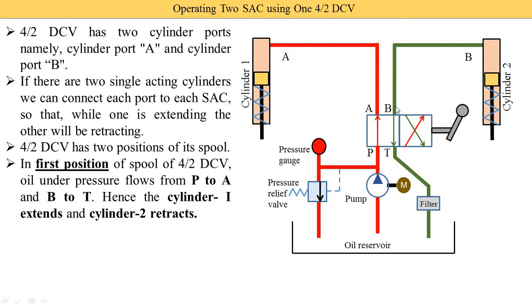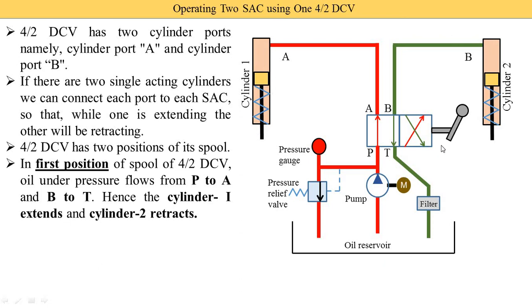Similarly, on the B port, what happens is that the oil in cylinder 2 is returned back to this B port. From the B port it is supplied to the T port, and from the T port it goes to the tank or oil reservoir. How is this return possible in the second cylinder? Suppose in cylinder 1 extension is going on, at that time in cylinder 2 retraction is going on.